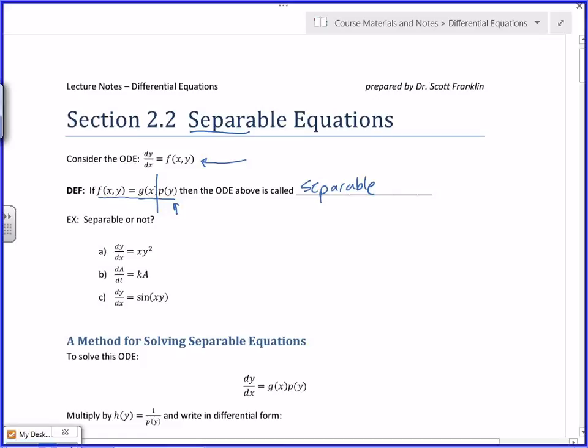will call it separable. So this part A on the example, is that a separable equation? Yes. Absolutely. It's x times y squared. So that x is your g of x. That there is your p of y.